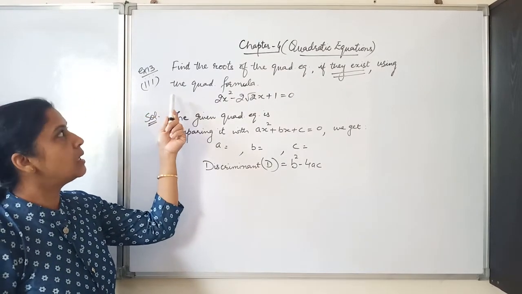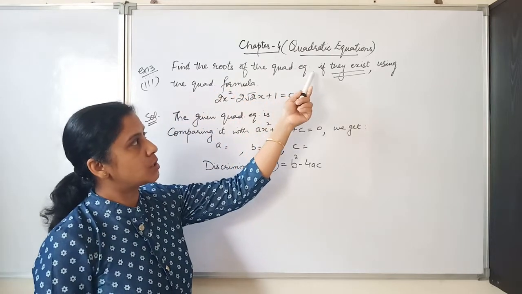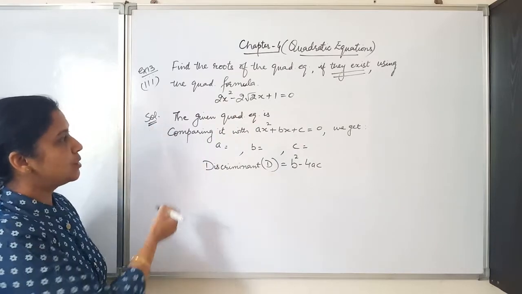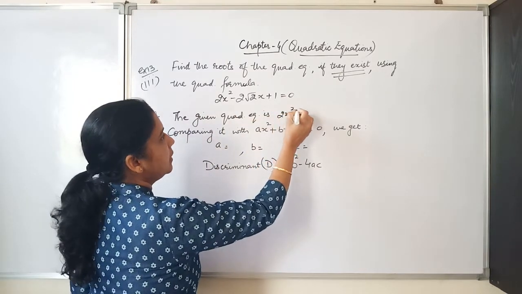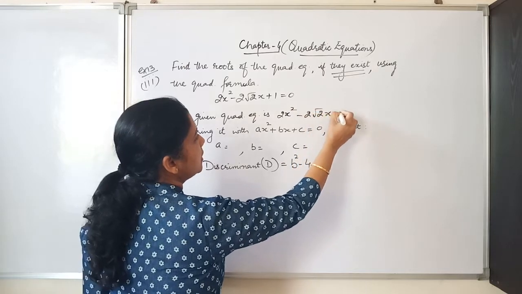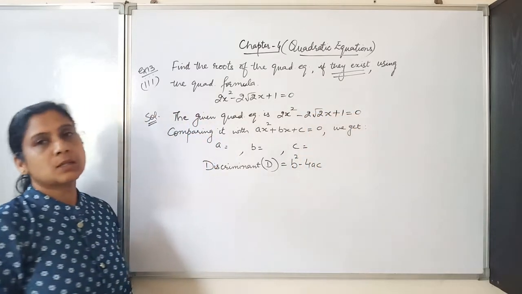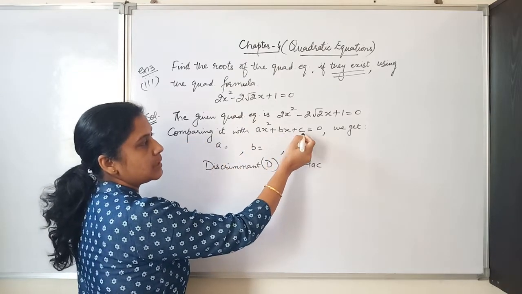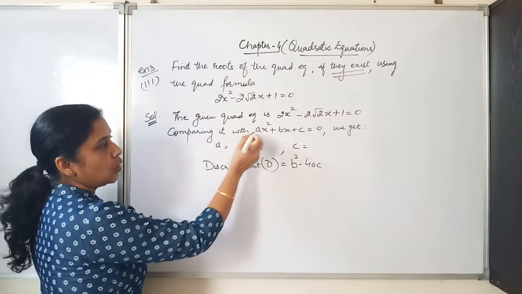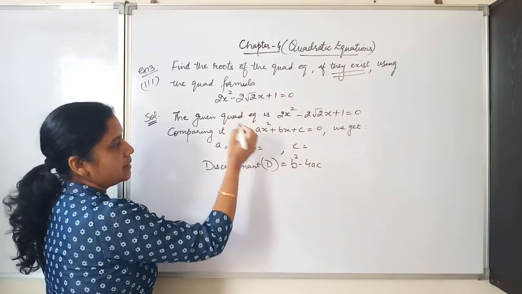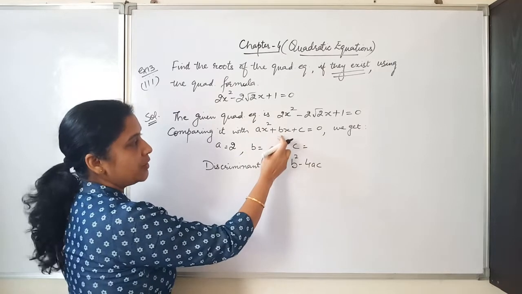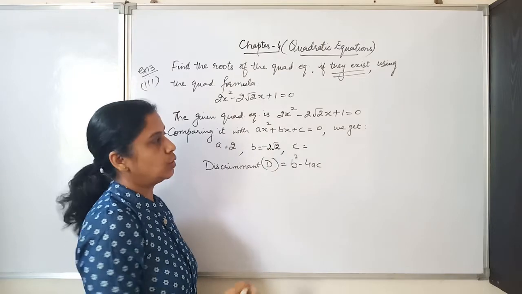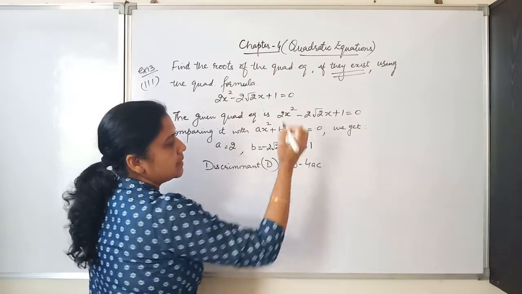Example 13, third part. Find the roots of the quadratic equation, if they exist, using the quadratic formula. So I'll start with my solution. The given quadratic equation is 2x square minus 2 root 2 x plus 1 is equal to 0. Comparing it with ax square plus bx plus c is equal to 0, we get the coefficient of x square, a, is equal to 2. The coefficient of x, b, is equal to minus 2 root 2. And the constant term c is 1.